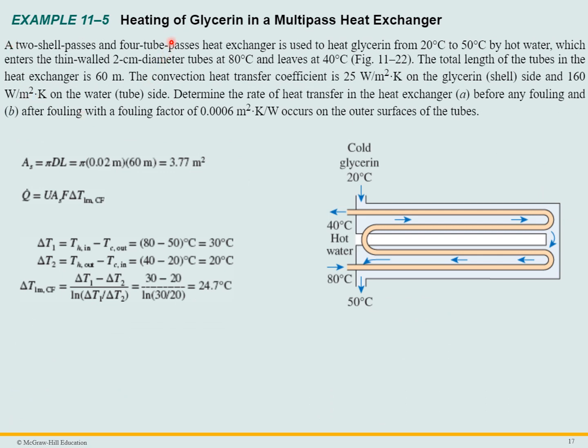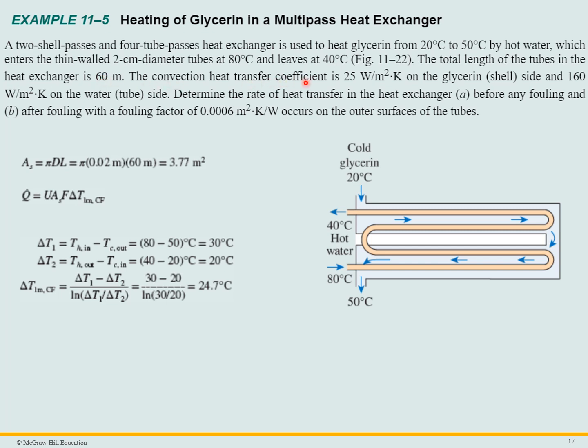So let's look at another example. This is heating of glycerin in a multi-pass heat exchanger. A 2-shell pass and 4-tube pass heat exchanger is used to heat glycerin from 20 degrees C to 50 degrees C by hot water, which enters the thin-walled 2-centimeter diameter tubes at 80 degrees C and leaves at 40 degrees C. So this is down the figure down here. So it comes in at 80 degrees C, passes through the tube, and comes out at 40 degrees C. The total length of the tubes in the heat exchanger is 60 meters.